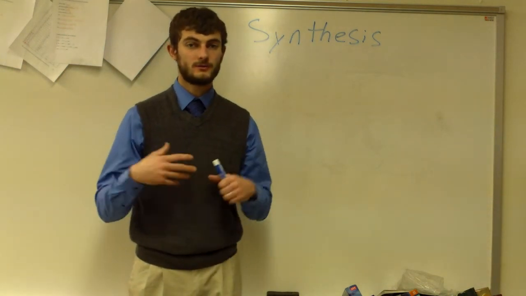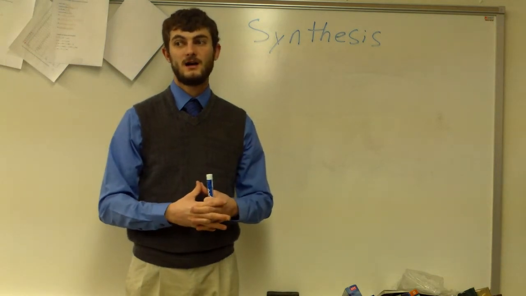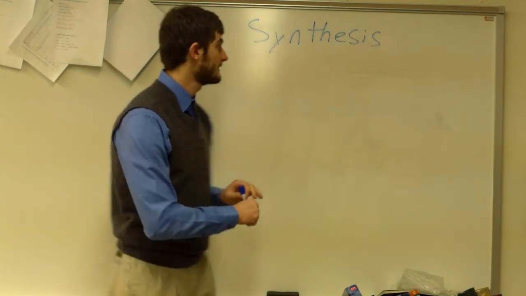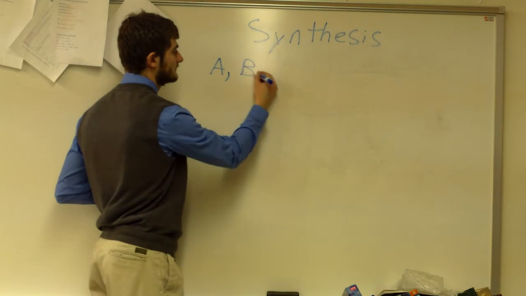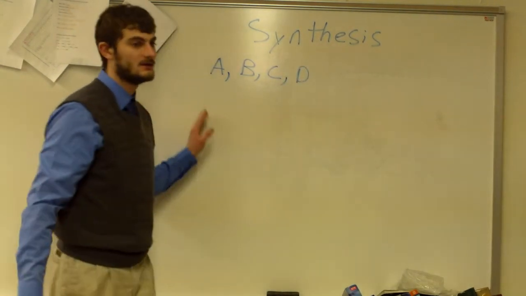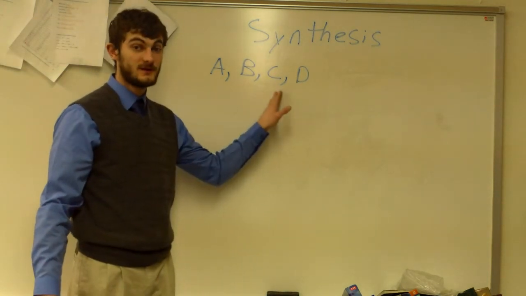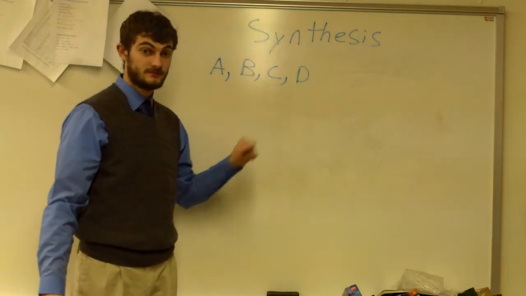I'm going to use some variables to represent different elements, so that this equation can be used to look at many types of equations. The variables I'm going to use today: A, B, C, and D. These are generic variables. They'll represent different types of elements. They don't represent any element in particular.